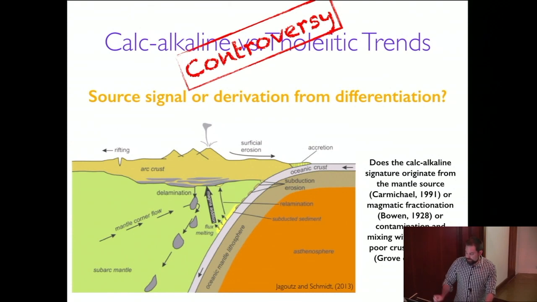And so you can see petrologists through the ages have dealt with this. Is it a mantle source? Is it purely magmatic fractionation or fractional crystallization? That's what Norman Bowen said in 1928. Or is it contamination and mixing with crustal material?